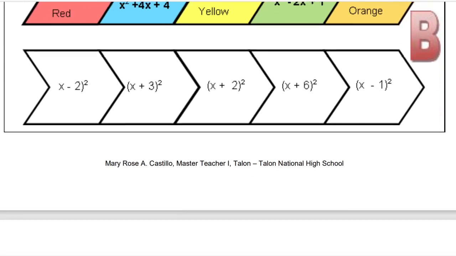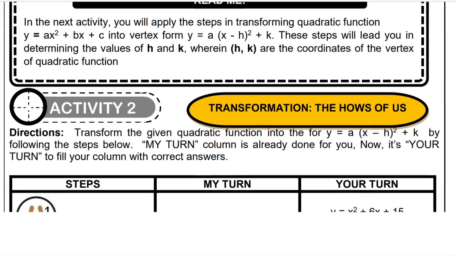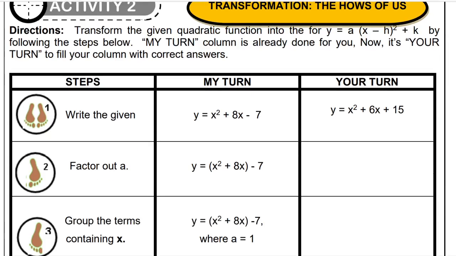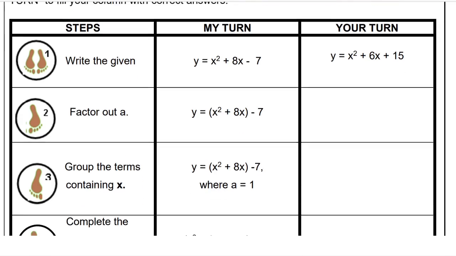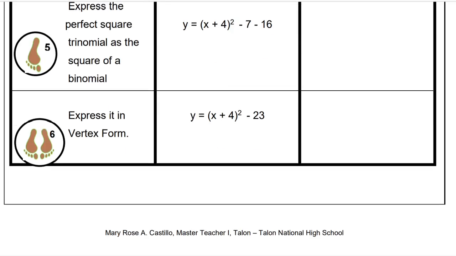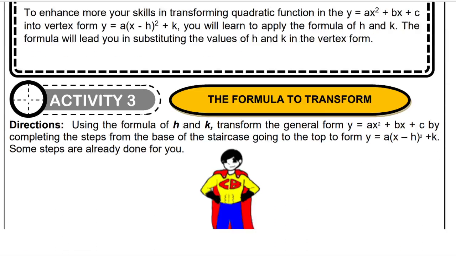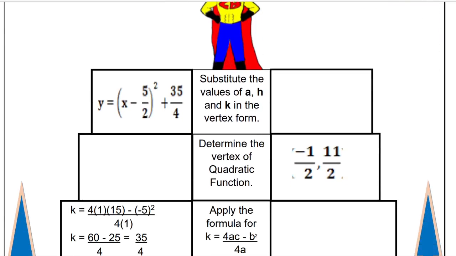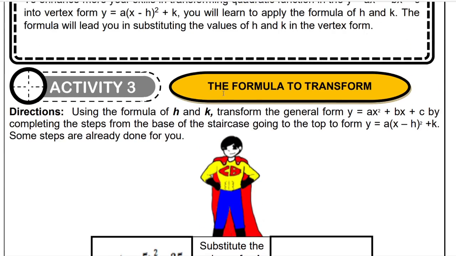Next activity you have here. Okay, so you're going to transform. Just follow the steps discussed earlier. So just follow the steps. And then activity 3. Okay. In activity 3, the formula to transform using the H and K, transform the general form by completing the steps, okay, into vertex form.